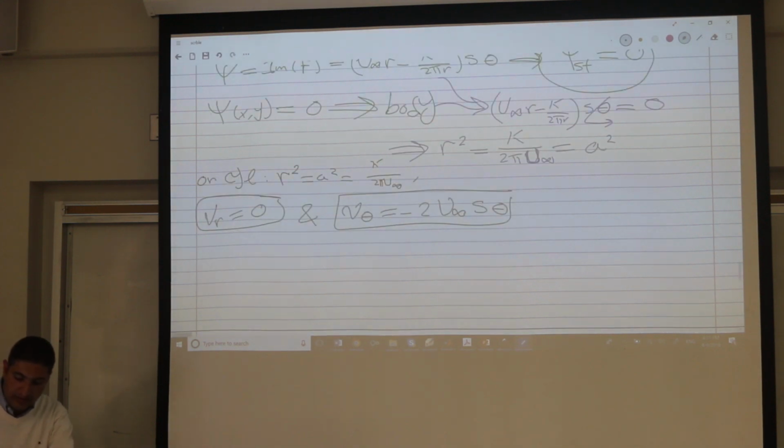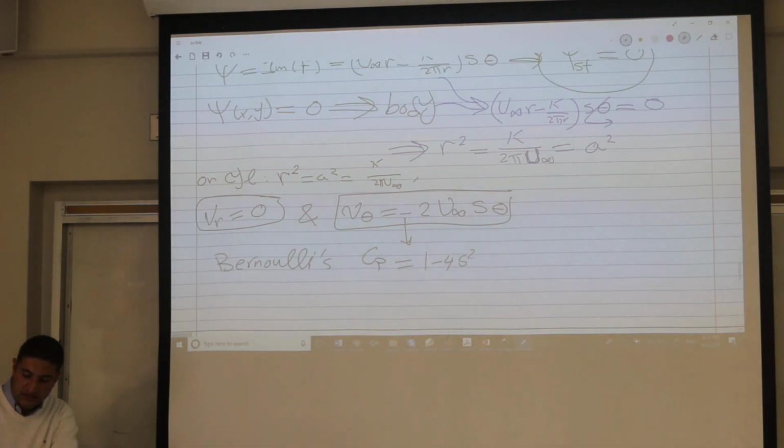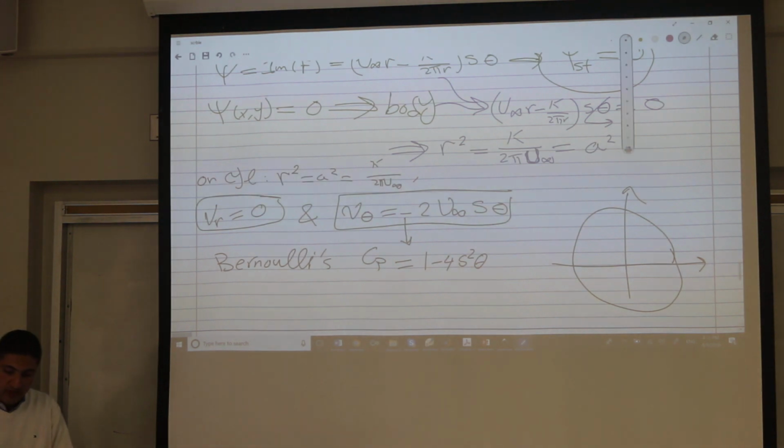And you can see immediately that this is symmetric, from which you can get the pressure. This is steady flow, so you can use the Bernoulli equation to get the pressure coefficient. It will be 1 minus 4 sine squared theta. This means, here is the cylinder, a symmetric pressure distribution, right? It simply depends on sine squared theta.